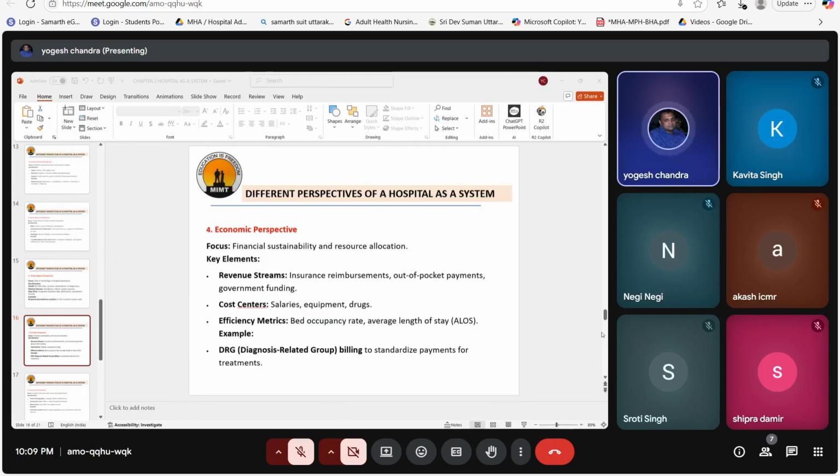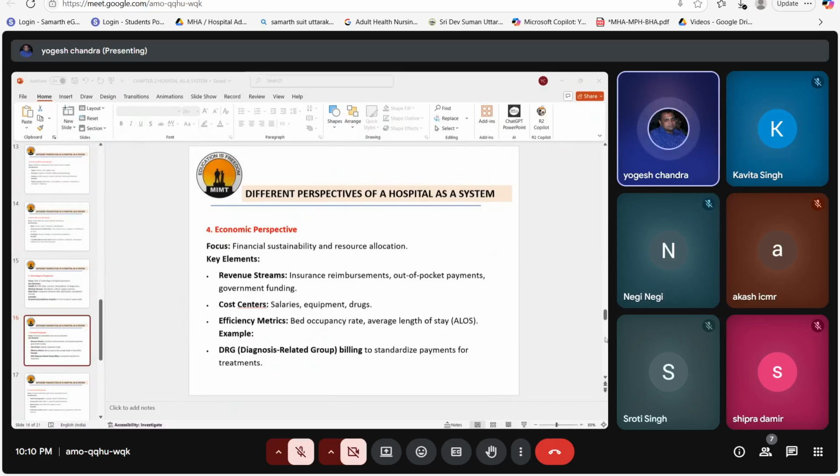Now I hope that with this example you are able to understand the difference between fee for service and this diagnostic related group service. And you can think about which practice is more beneficial.